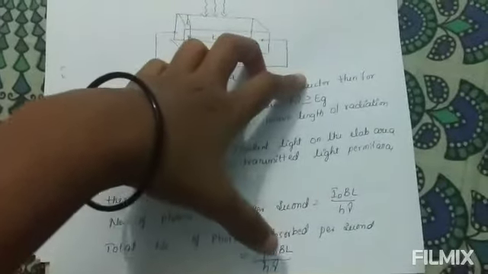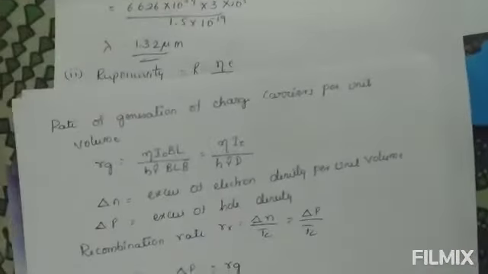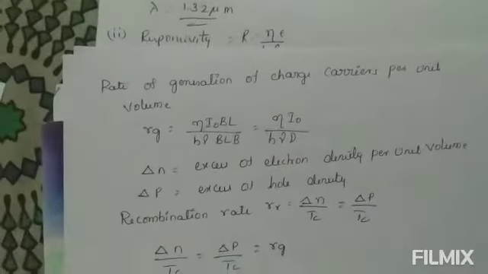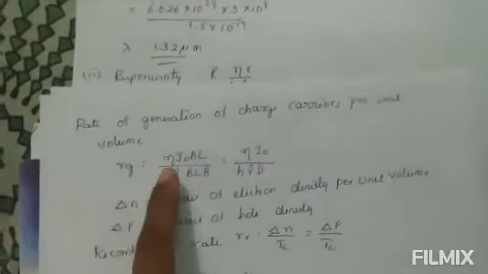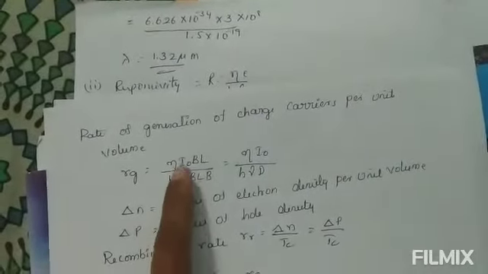B will be the breadth and L will be the length. The total photons, this will be per second. The total photons absorbed per second will be given by η I0 BL/hν. And the rate of generation of charge carriers per unit volume.